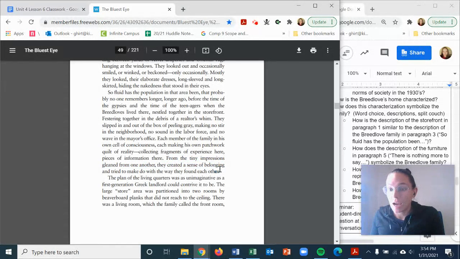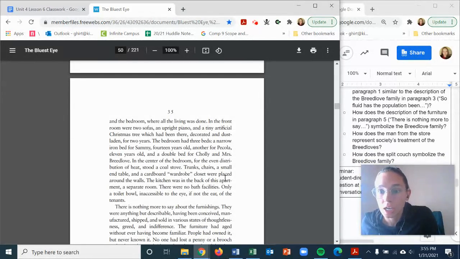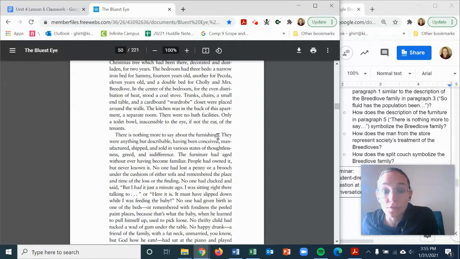So how does this home that they're living in compare to the way that they are described in this paragraph? The description of the furniture, right? We can focus on the furniture. There's nothing more to say about the furnishings. So how is the furniture being described? How does that compare to the actual family themselves as well?